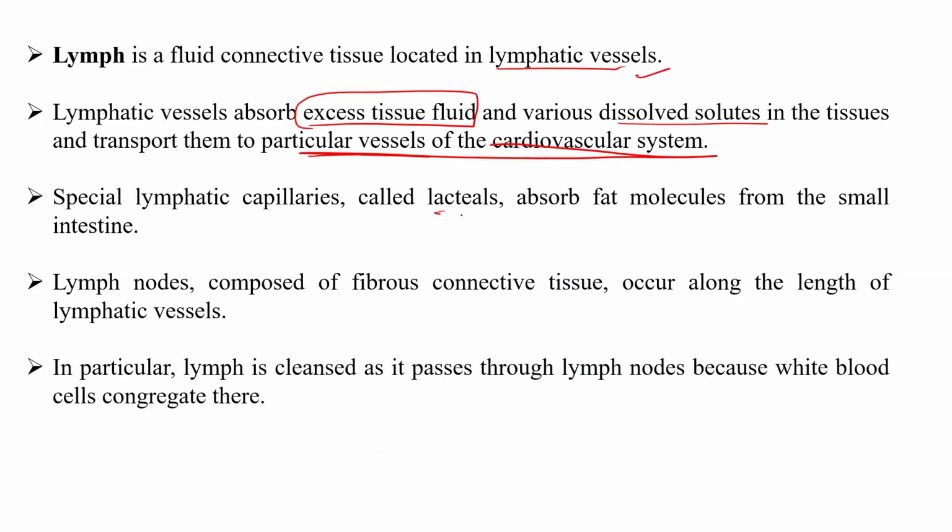Special lymphatic capillaries called the lacteals absorb fat molecules from the small intestine. Lymph nodes, composed of fibrous connective tissues, occur along the length of the lymphatic vessels. There are various lymphatic organs, for example, the spleen. These lymph nodes consist of a large concentration of WBCs and therefore they help in fighting against infection. In particular, lymph is cleansed as it passes through the lymph nodes because white blood cells congregate there and fight against any bacteria or any infection which is present in that fluid.